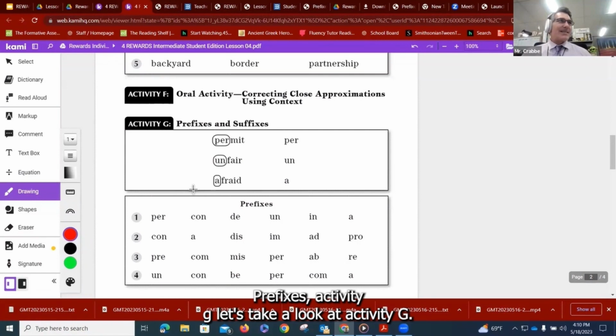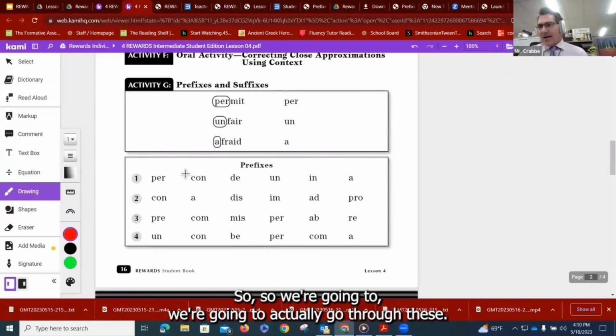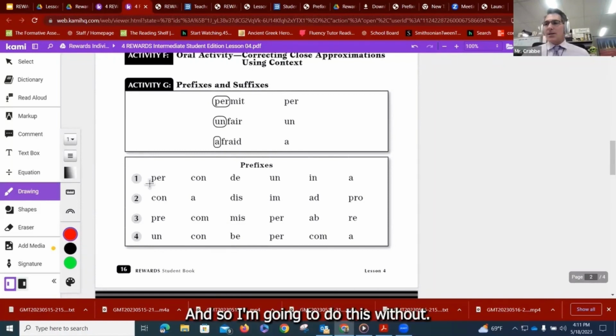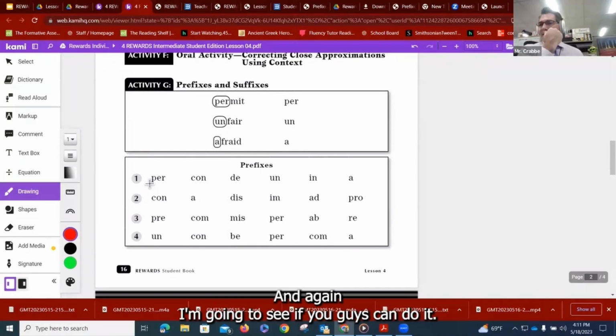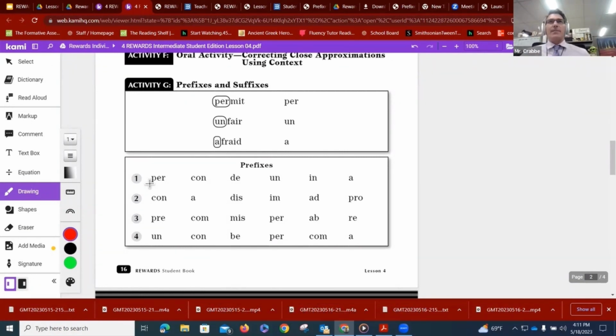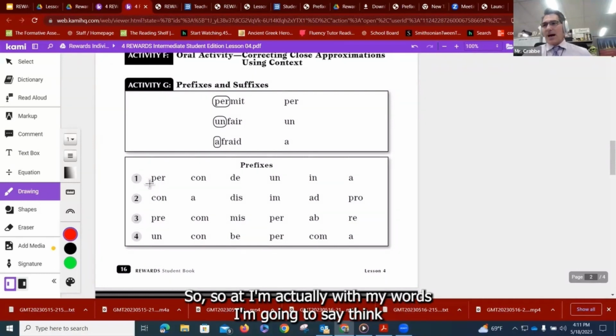Let's take a look at activity G. We're here, we're going to be down here. So we're actually going to go through these. My cursor's to the left of the word. I'm going to do this without, and I'm going to see if you guys can do it. I'm going to use my words, and I want you to read, but hopefully have the think time, and then say it together.